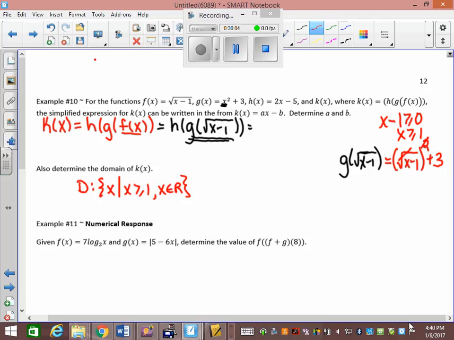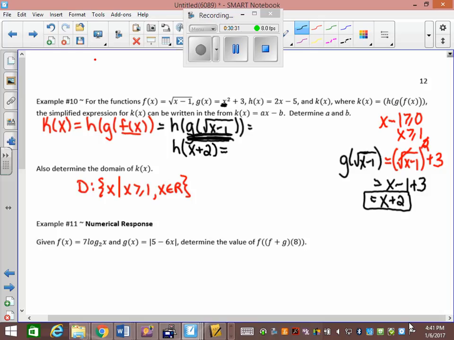You have to watch. Sometimes there's a radical inside a radical, so you don't always get the domain right away. But I'm just showing you that for this one, that would be what it would be. So now I'm going to get x minus 1 plus 3, which is x plus 2. But that's just what g of square root x minus 1 is. So g of square root x minus 1 right here, I'm going to replace with x plus 2.